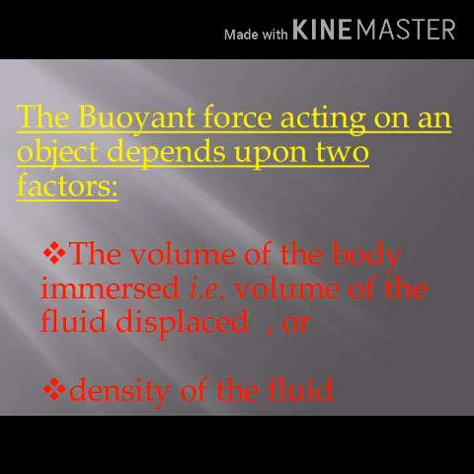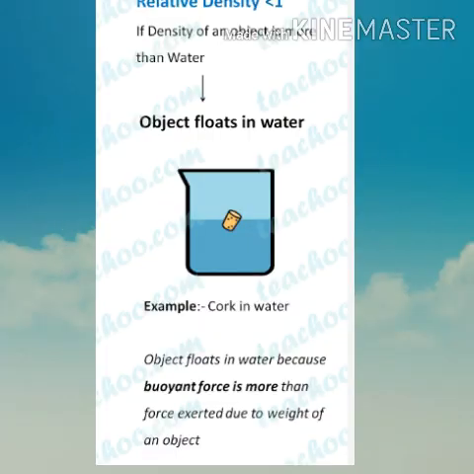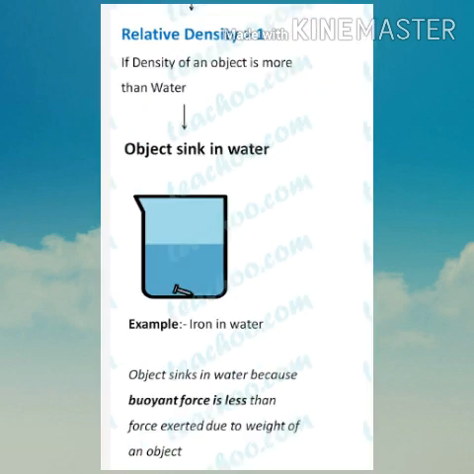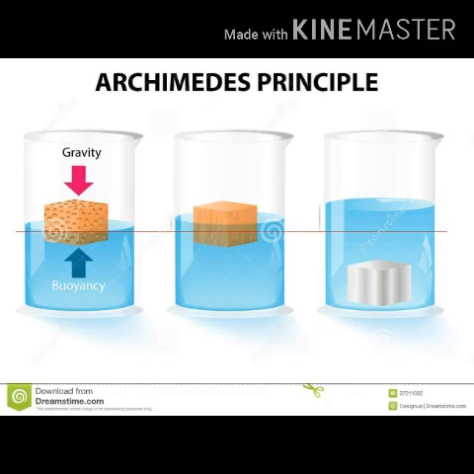The buoyant force is more if the volume of the dipping object is more. Second, density of liquid. More the density of liquid, more is the force of buoyancy. Do you know the object floats if the buoyant force is larger than its weight? The object sinks if the buoyant force is smaller than its weight. The object floats inside the liquid if the buoyant force is equal to its weight.